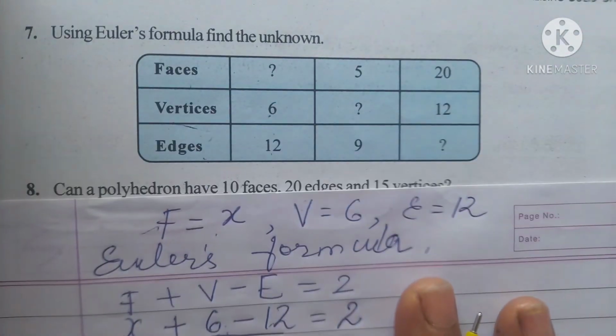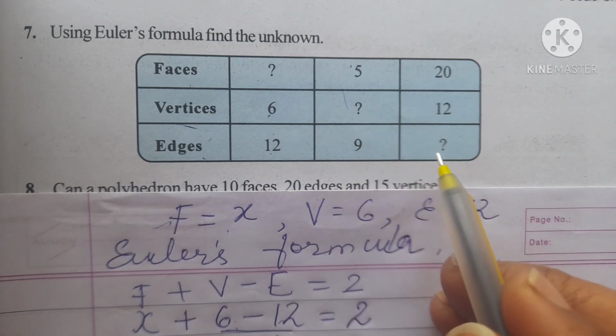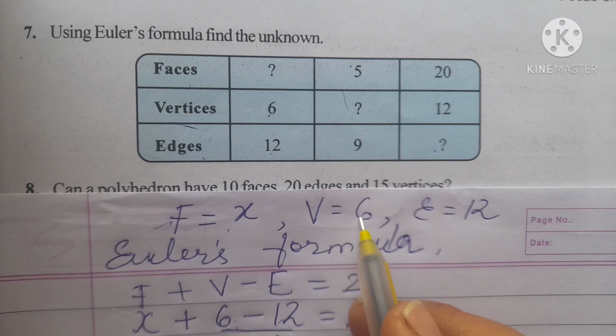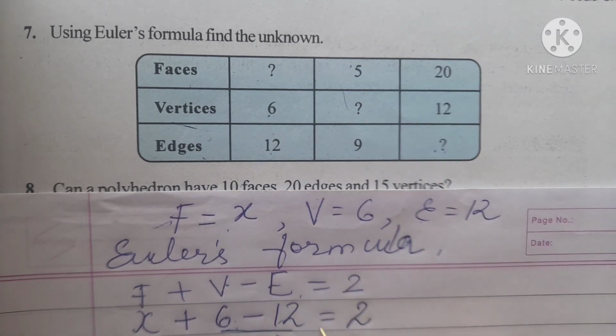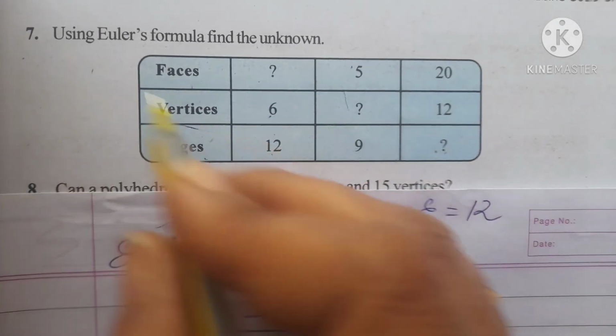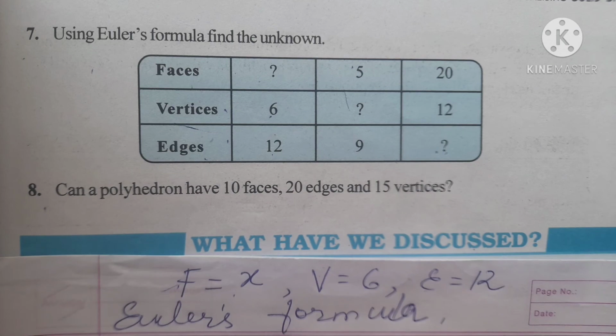Similarly, you can find the rest 2. Here you have to find vertices. Here you have to find edges. Instead of vertices, you can write x. Instead of edges, you can write x and find. So I am giving you question number 7, parts 2 and 3 as homework, and question 8 as homework.